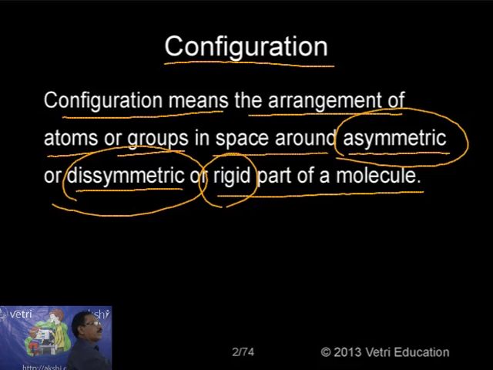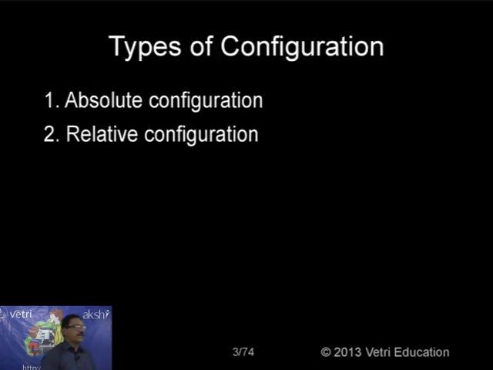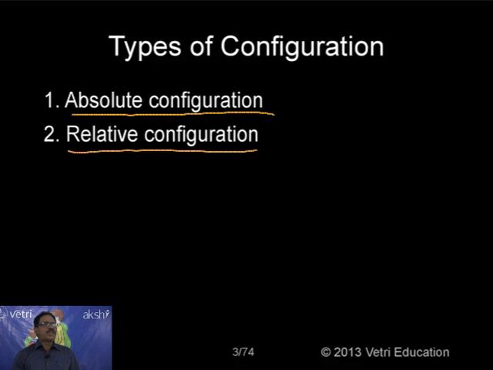So, let me go first. What are the types of configurations? There are two types of configuration. One is absolute configuration, another is relative configuration. Absolute means exactly we can fix experimentally. Relative configuration means we can speak relatively, with one to another. Let me explain this.